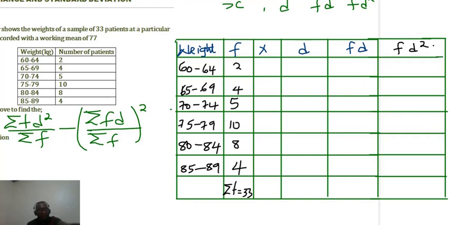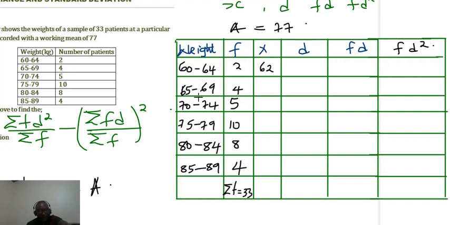x, which will help us to get d, because the deviation is equal to x minus the assumed mean, and our assumed mean here is equal to 77. So we shall be substituting in here to get that. But first let's get x. x is the average of the two class limits of a class. 60 plus 64, then divide by 2. So here we shall get 62.